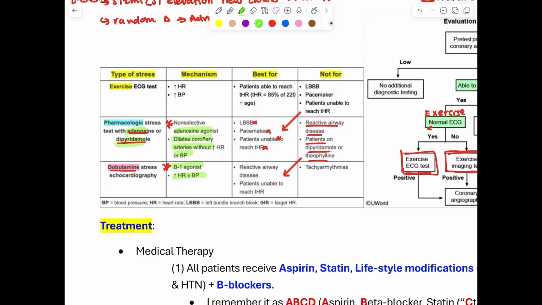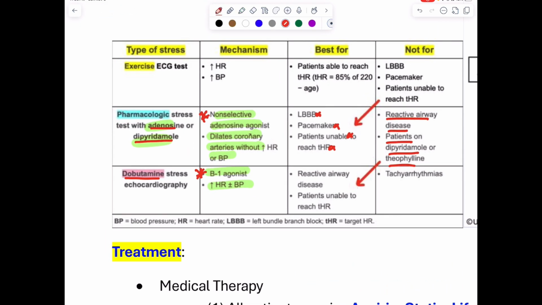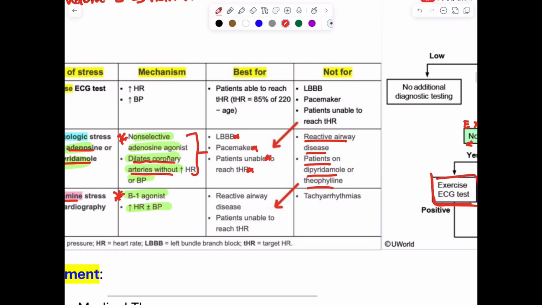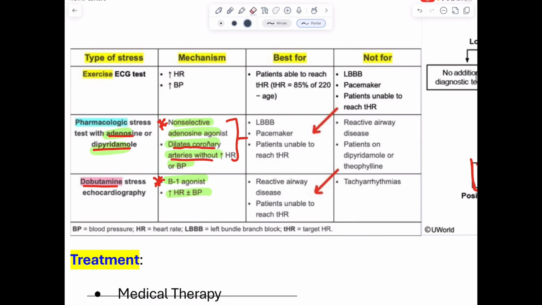Because sometimes you know they're talking about a stress test, but instead of saying adenosine or dipyridamole or dobutamine, they're just going to say something along the lines of the mechanism, like increasing perfusion to the coronary arteries, dilating the coronary arteries, or beta-1 agonists, or increasing the heart rate. So knowing the mechanism as well as who gets it and who doesn't get it is very high yield. Or not very high yield for the exam, but for this topic, this is what you need to take away.